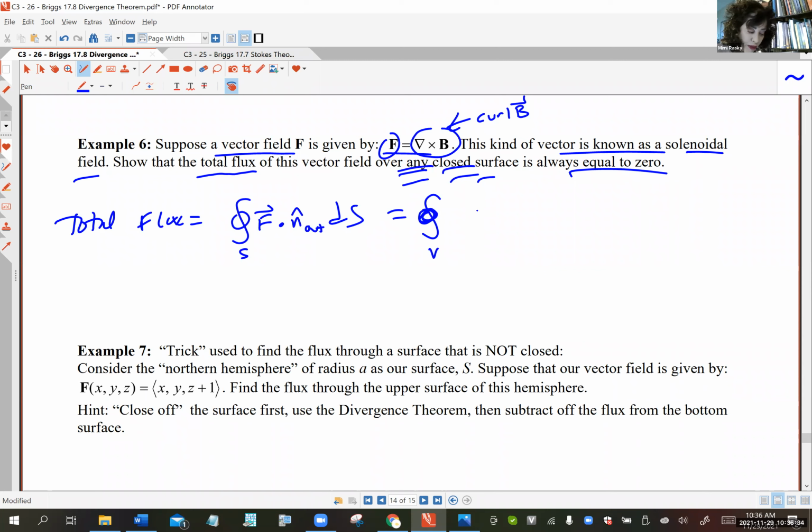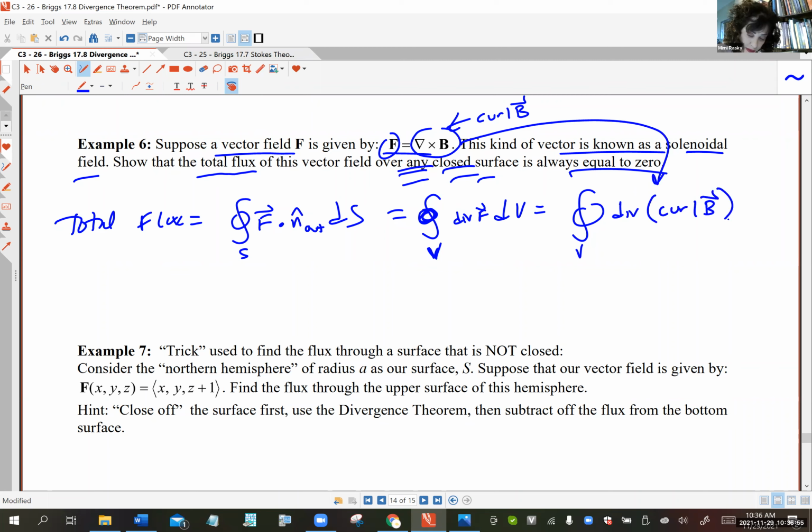And so remember, if we're going to use the divergence theorem to figure out total flux over any surface, and we'll just call that surface V, you're going to need to take the divergence of F. But that is going to be the divergence of the curl of B.